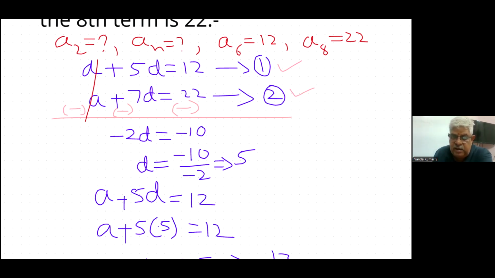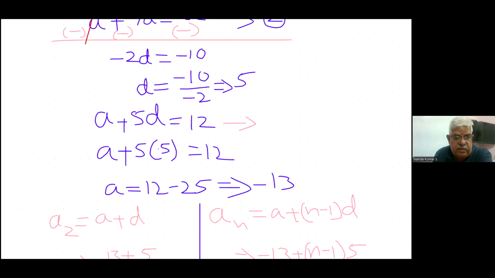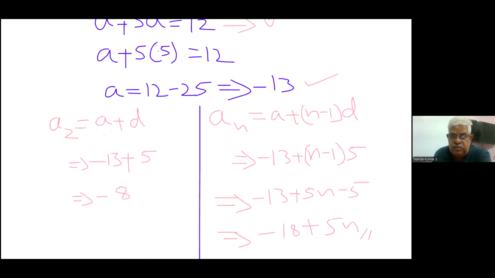Once you got the D value, you substitute the value of D in equation 1 or 2, wherever you want. Now, my dear children, A plus 5D equals 12. This is equation number 1 we are having. Now D value is substituted as 5. 5 fives are 25, shift to the right hand. 12 minus 25 gives you minus 13. So we got A and D. Then you try to find A2. A2 is A plus D. So minus 13 plus 5 gives you minus 8, which is the first answer.